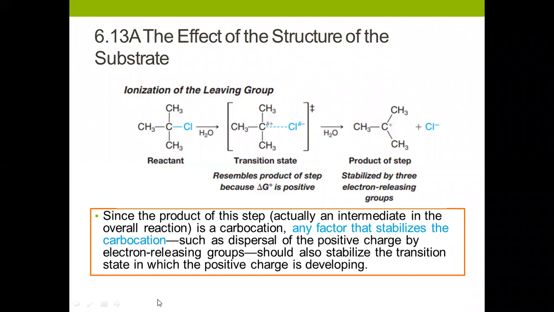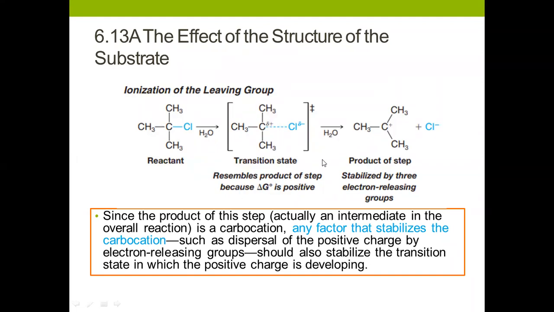Okay. So the product of this step is actually an intermediate in the overall reaction. For this step, I have to emphasize, of course, that this is only step 1 for the overall reaction. The final product, of course, is different. It will be an OH. But for this particular step, step 1 of the SN1 reaction, you will form a carbocation. And the carbocation that's being formed is an intermediate product. It is not the final product. So before that intermediate product 1, there is what we call the transition state.